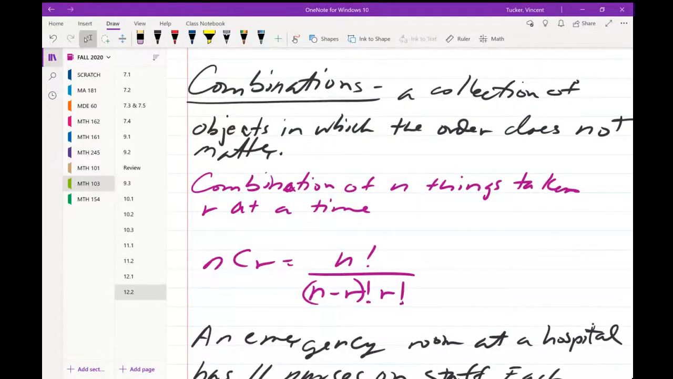All right. So a combination is a collection of objects in which the order does not matter. With permutations, the order matters. With combinations, the order does not matter. Same thought process as far as n and r are concerned, though. You have a combination of n things taking r at a time. n is still going to be my greater number, and I want to know how many different ways I can choose r out of n, and the order does not matter.